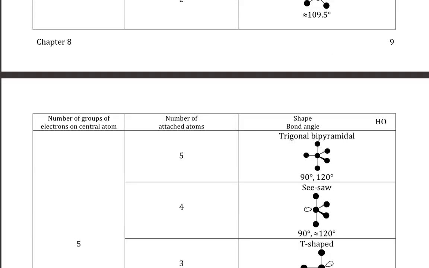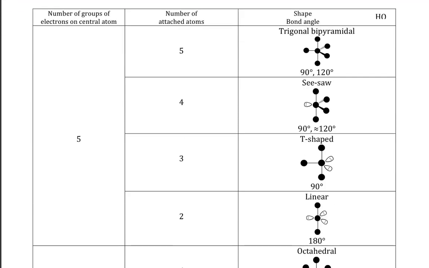Okay, so next we have 5 groups of electrons on the central atom. If you had Chem 110 here, you may not have been introduced to this structure, this shape, but definitely many compounds exist like this. So this is the expanded octet area. If we have 5 groups of electrons on the central atom, and all of those groups are attached to atoms, then we have the shape that is trigonal bipyramidal.